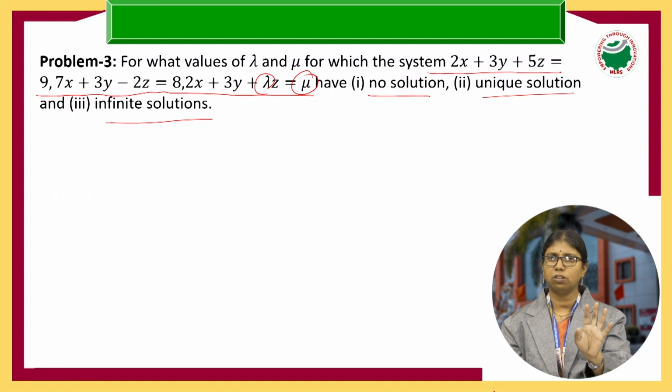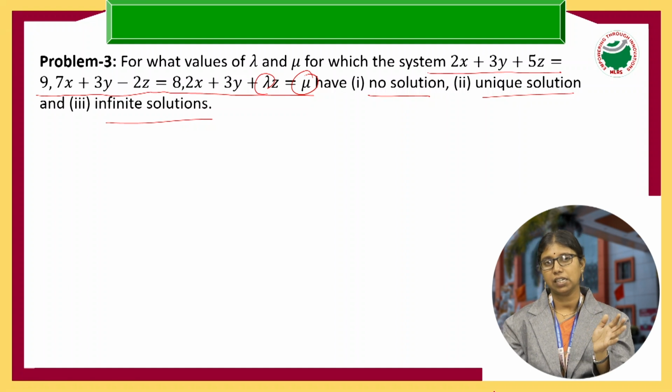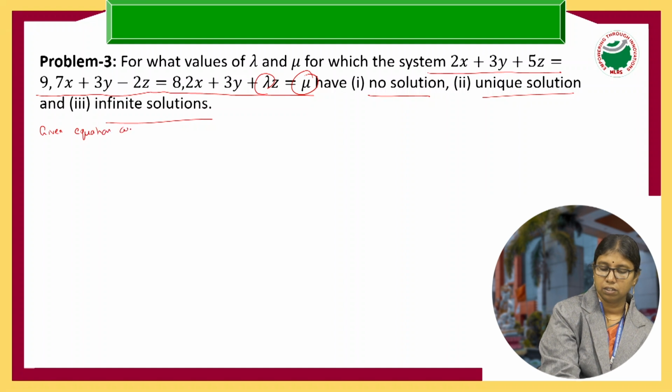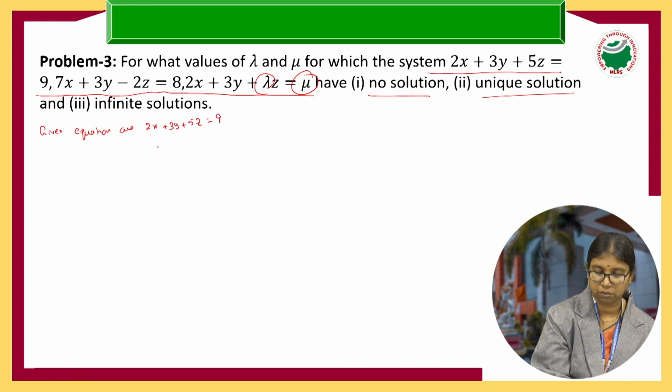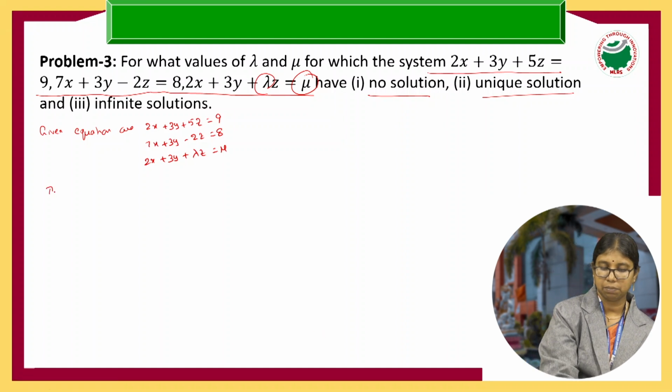So first you follow the non-homogeneous procedure only. Take the given equations, take the matrix representation, take the augmented matrix and convert the augmented matrix to echelon form. So first of all, I'll write the given equations. The given equations are: first equation is 2x plus 3y plus 5z equal to 9, 7x plus 3y minus 2z equal to 8, 2x plus 3y plus lambda z equal to mu. So first you have to take the matrix representation.